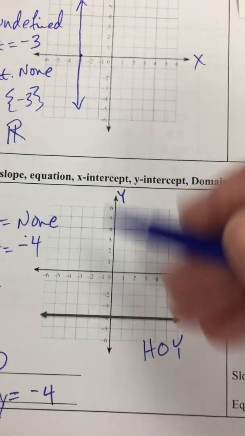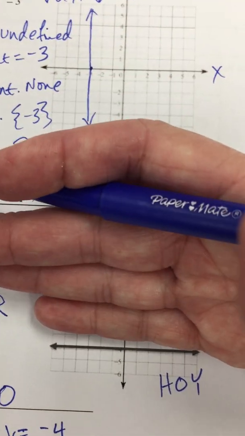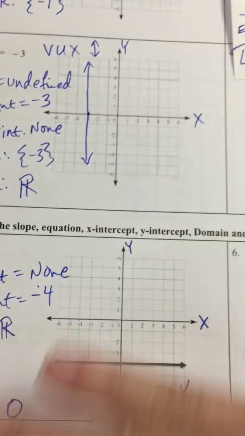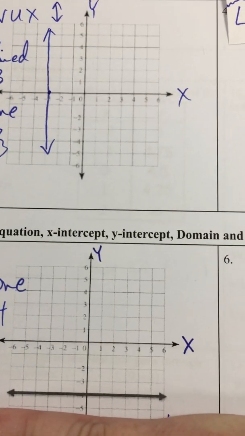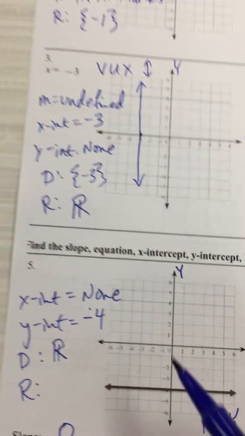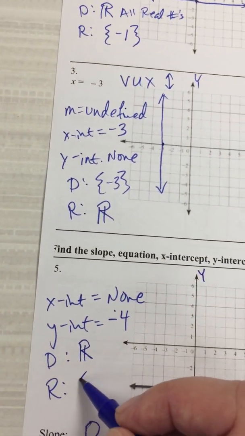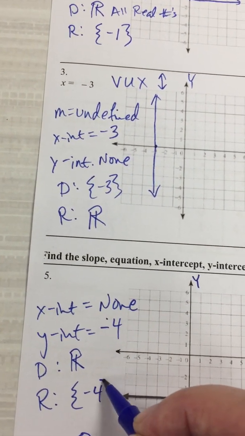Range, on the other hand, it never goes above that -4. It never goes below -4. So the only number that's being used is that number -4. So this is my set whose members are -4.